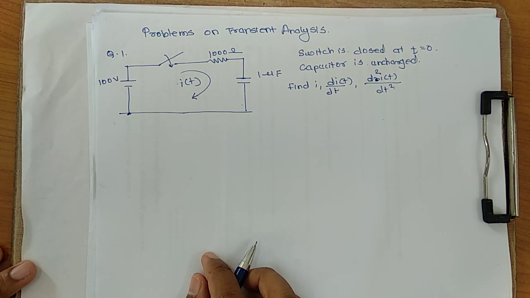In the last lecture we started with transient analysis, with the introduction of transient analysis. In the time domain, how the elements of the circuit will work, that we studied in the last lecture. So in this lecture we will see some problems on transient analysis. So this is the first problem.